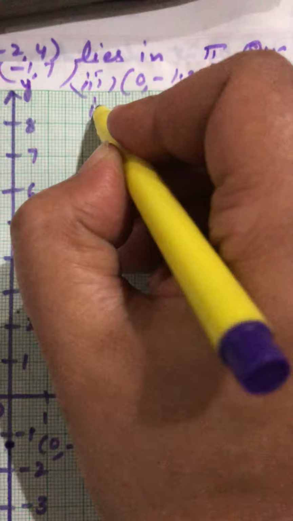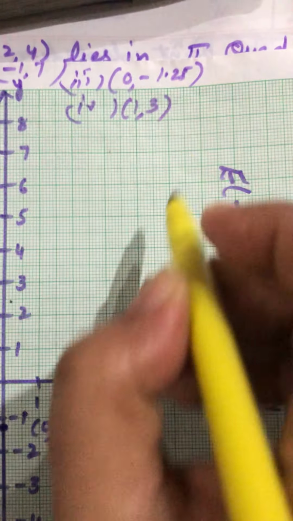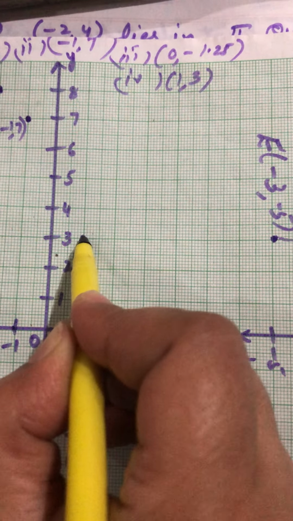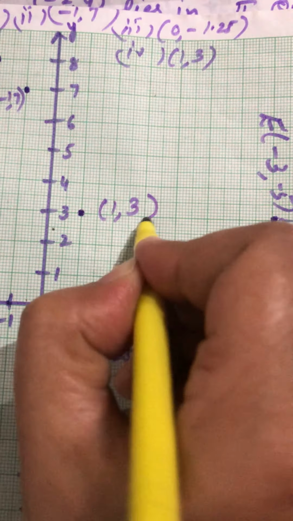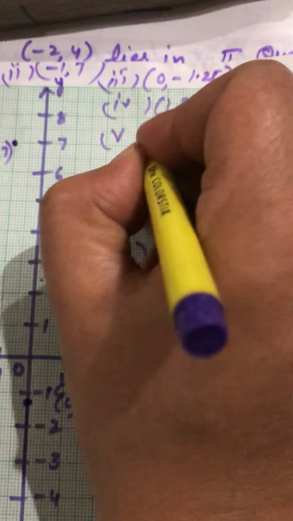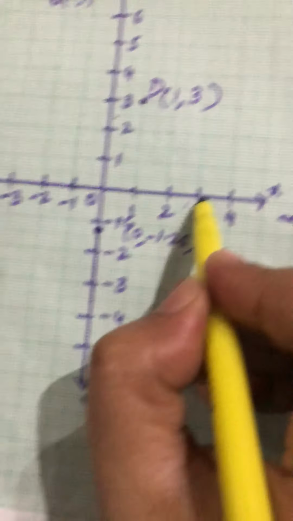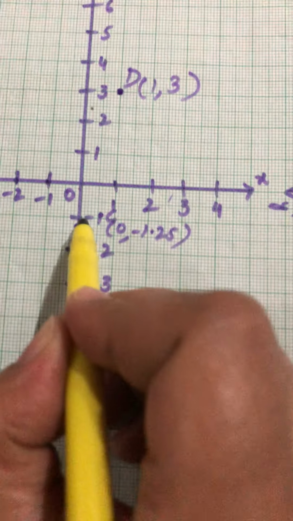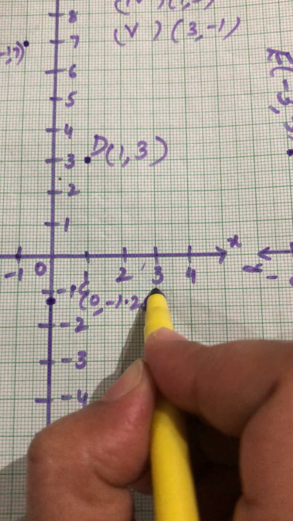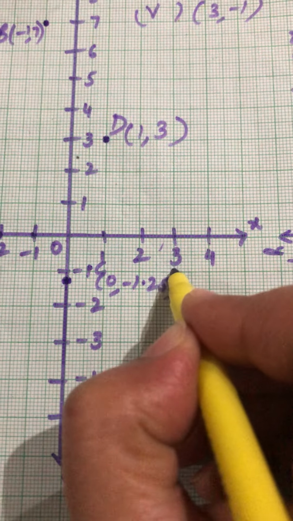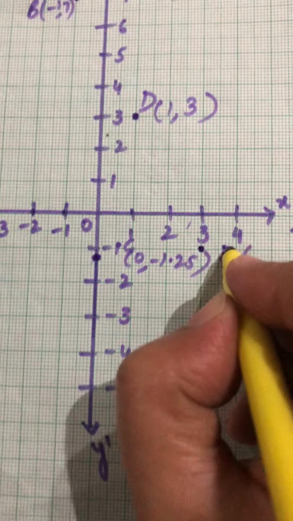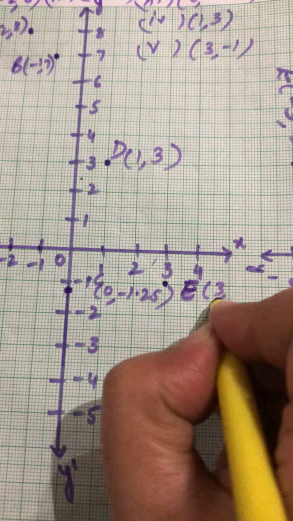Fourth point is 1 comma 3. 1 comma 3 means x is 1 and move upward till you stop in front of 3. You will get 1 comma 3. This is A, B, this is C and this is D. And the last one is 3 comma minus 1. Again x is 3 and y is minus 1. So from 3 we come down on the side of negative y-axis and stop opposite to minus 1. This is E point, 3 comma minus 1.